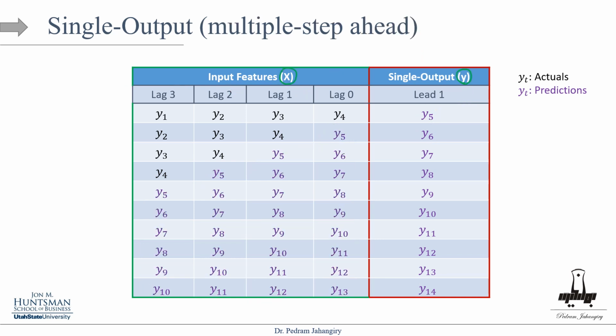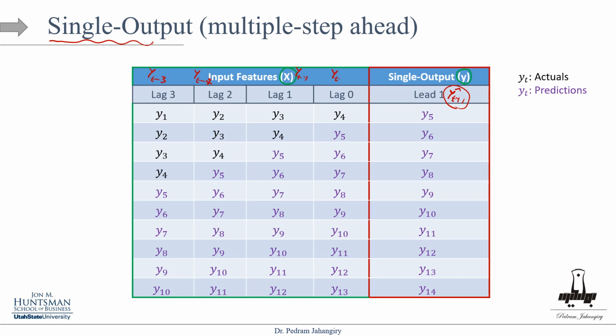Okay, so this is what I was talking about, right? Again, we're having single output. So this means that there's only yt plus 1 output that we're predicting. Again, I can put a hat on top of it or not, but you get the idea. All these purple ones are the predictions, right? And then we have our regular yt minus 1, yt minus 2, and yt minus 3, right?